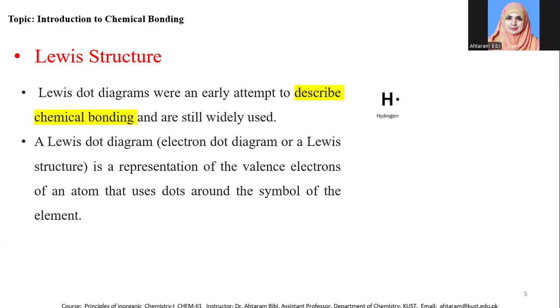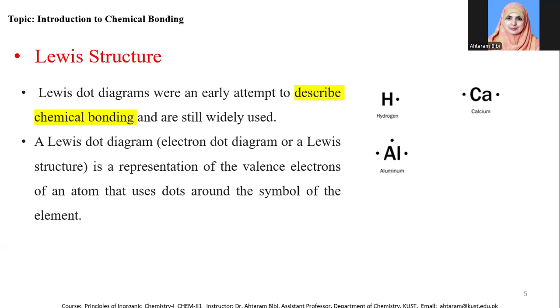For example, we can see over here the hydrogen atom. Hydrogen has one valence electron, so we can represent hydrogen with a dot. So it means that hydrogen can form only one bond. We can see over here the calcium. Calcium has two valence electrons because it is an alkaline earth metal, and the Lewis structure shows that it contains two electrons. So it means that calcium can make two bonds.